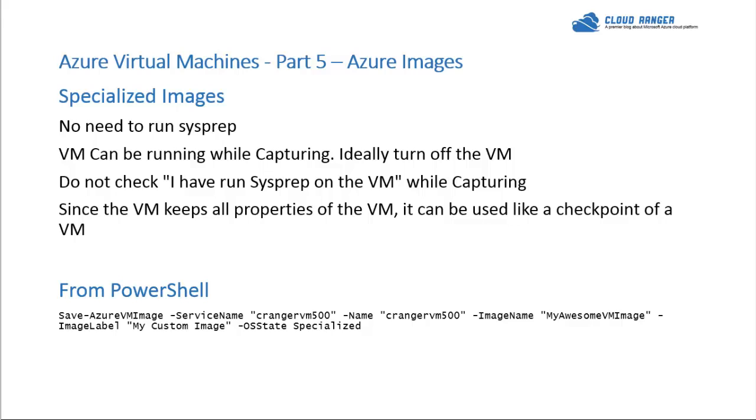And in the PowerShell command for this, the only difference is that if you look at the OS state, instead of generic, it actually says specialized. So the command Save-AzVMImage and everything else still stays the same. So let's go ahead and get to a demo for this, and then we'll try to explain more.